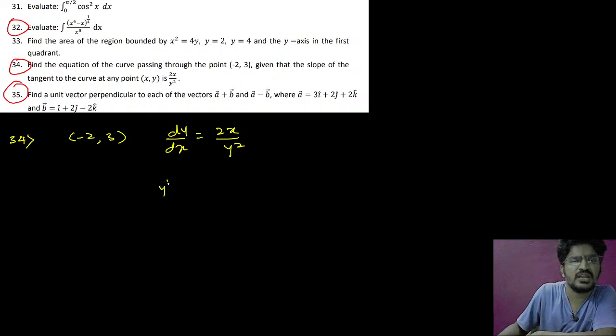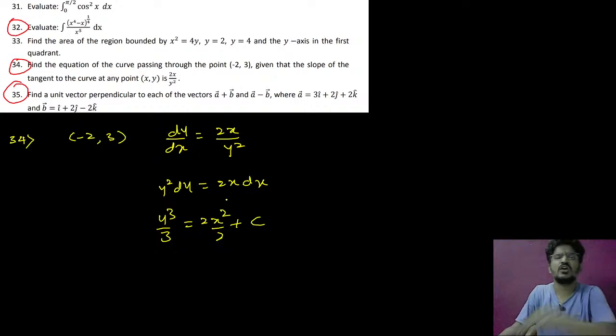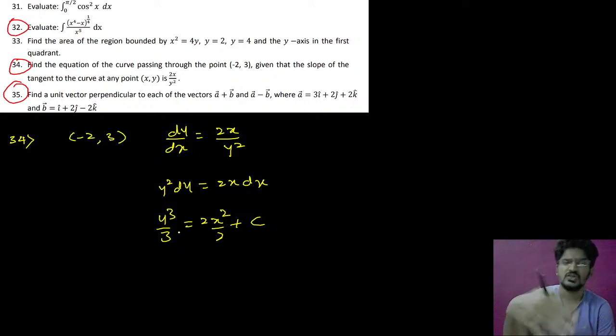Variable separable method: y square into dy equals 2x into dx. y cube by 3 equals 2x square by 2 plus c, integrating on both sides. I have skipped one step because we have already solved this so many times, and also in the previous question paper. So here I have skipped the step of integration on both sides. Directly I have written: this will be y cube by 3, this will be 2 times x square by 2, 2 will get cancelled.